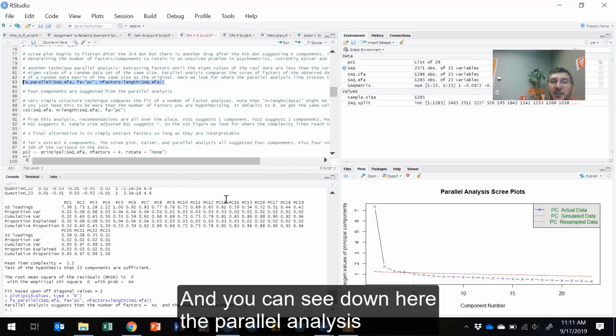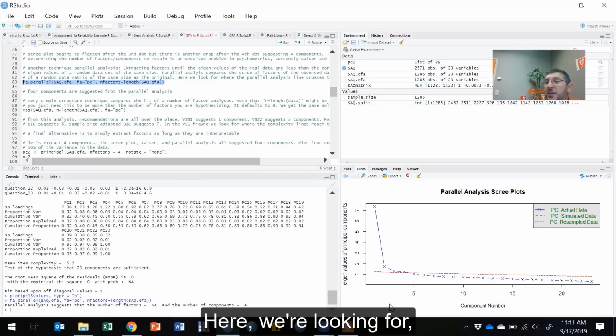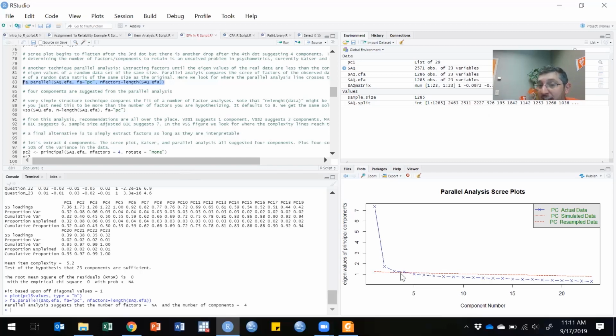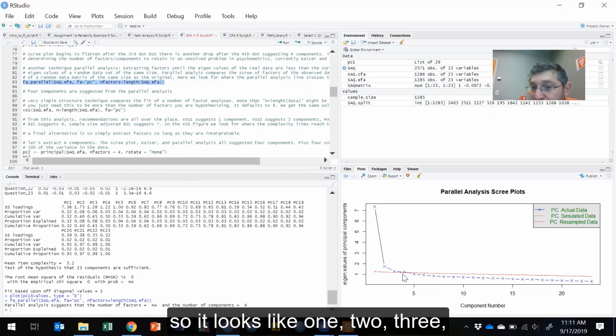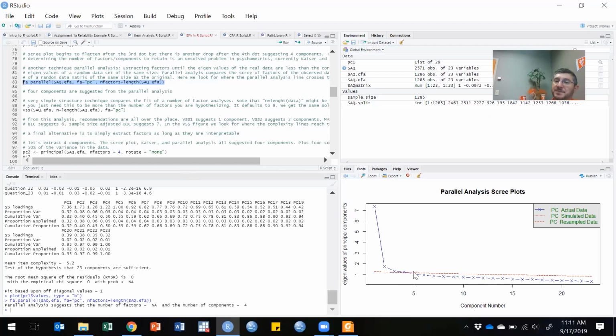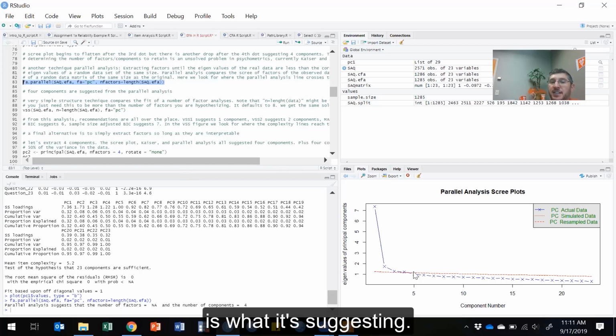And you can see down here the parallel analysis suggests we should extract 4 components. Here we want to extract all of the components above the line. So it looks like 1, 2, 3. The fourth one is right there above the line. We want to extract 4 components is what it's suggesting.